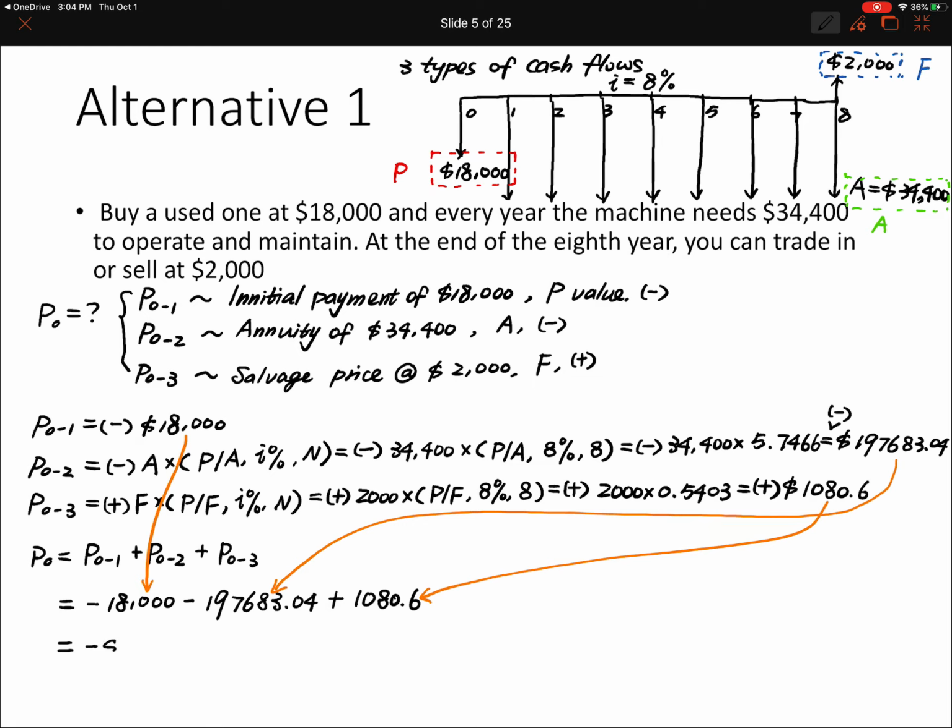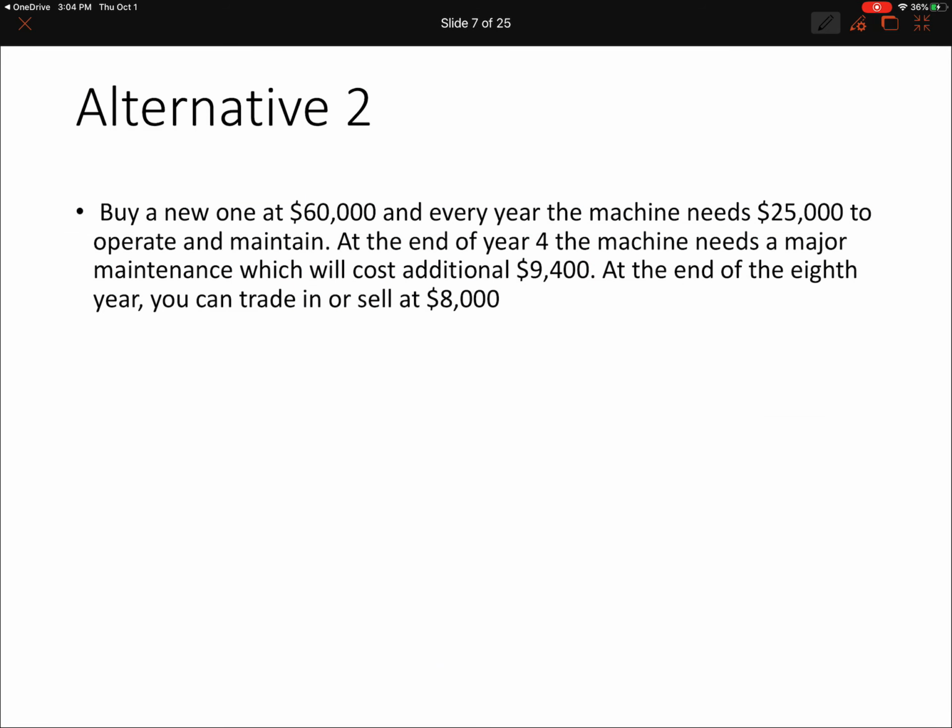The total value is going to be negative 214,602.44. So that is the actual cost for all those cash flows, okay? And that cost is something you want to compare with the other option. So now let's do the same thing to option 2.